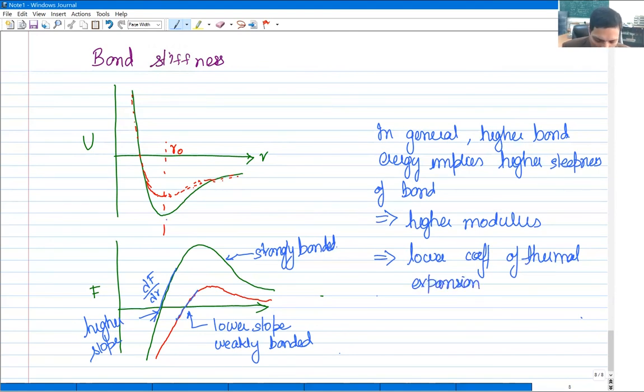As you can see, when the two atoms are bonded, this will be their equilibrium condition. As you increase the temperature, they will rise to this level. So there will be some amount of expansion, and as you keep increasing the temperature, the amount of expansion would be very small. However, in this case, the expansion would be much larger, which means that it will have higher coefficient of thermal expansion, and this one will have lower coefficient of thermal expansion.